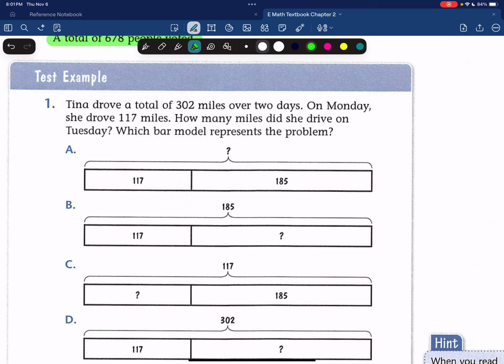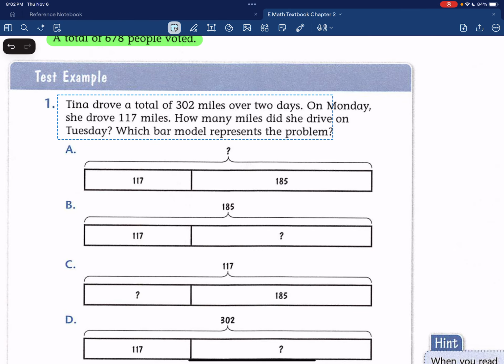Tina drove a total of 302 miles over 2 days. On Monday, she drove 117 miles. How many miles did she drive on Tuesday? Which bar model represents the problem?